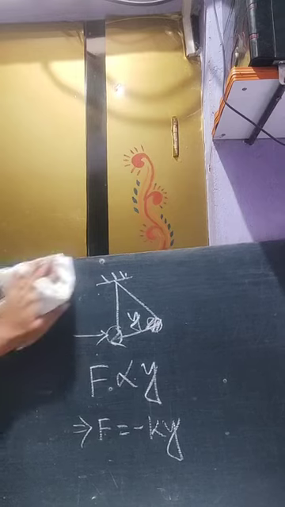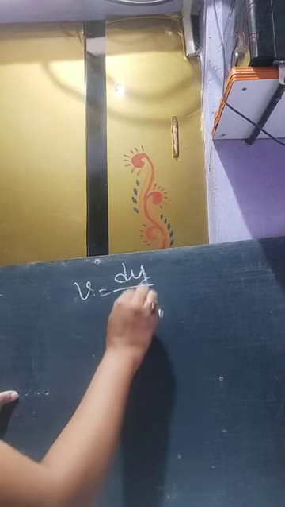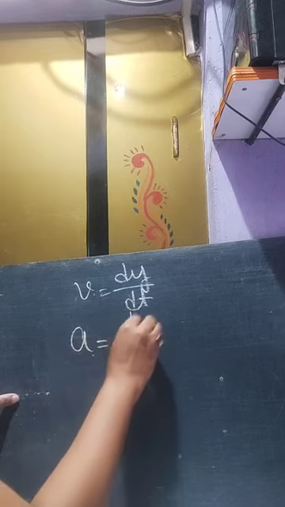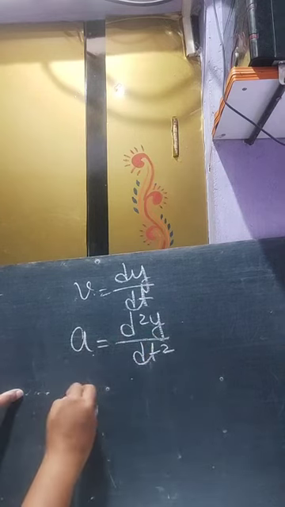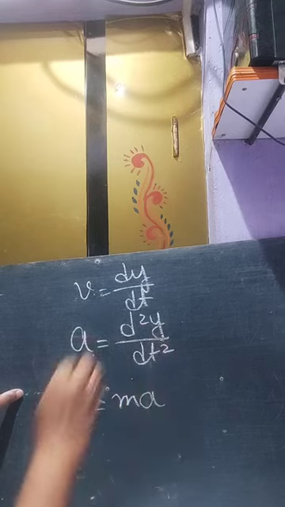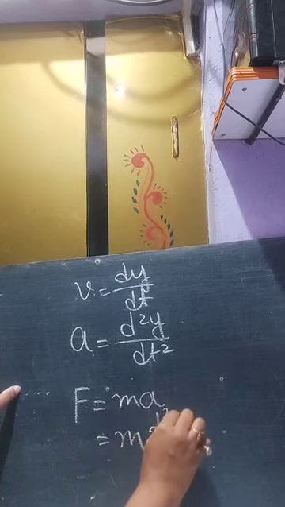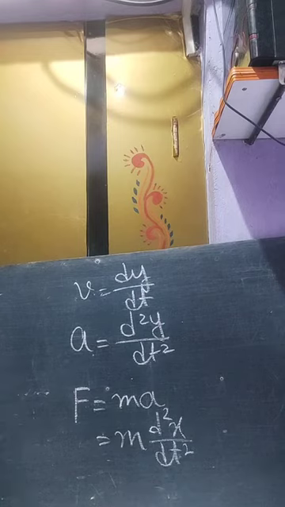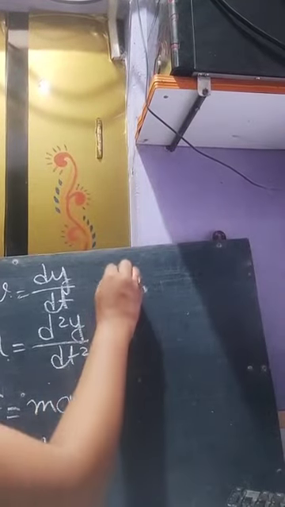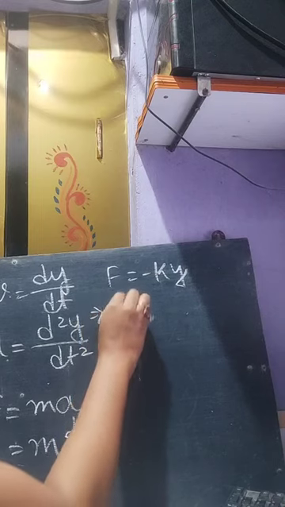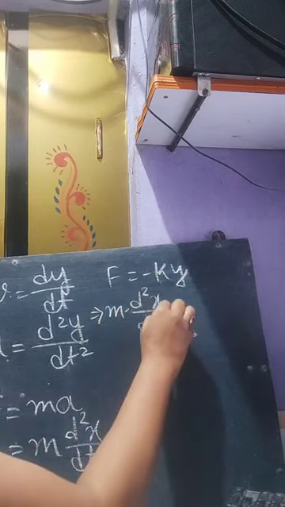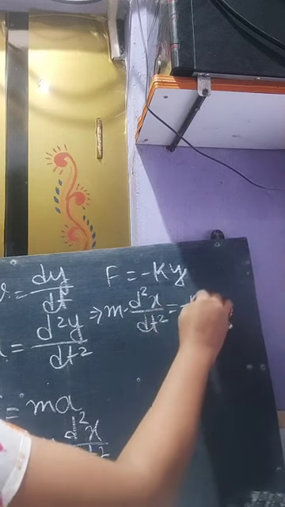Now, what is velocity? You already know velocity is dy/dt, and acceleration is defined as d²y/dt², the double derivative. According to Newton's law, F equals ma, where a is d²y/dt². Now according to Hooke's law, we have learnt that F equals minus ky. So F, which is m times d²y/dt², should equal minus ky.